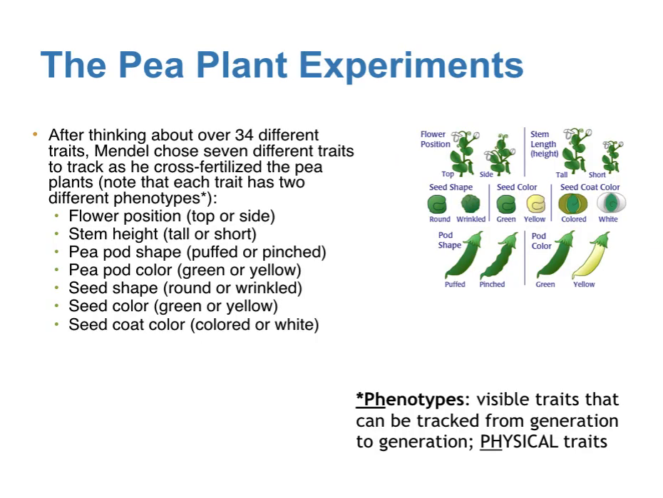The pea plant experiments. After thinking about over 34 different traits, Mendel chose 7 different traits to track as he cross-fertilized the pea plants. Note that each trait has 2 different phenotypes. Also remember, a phenotype is a visible trait that can be tracked from generation to generation. So remember, a physical trait is a phenotype. So there were 7 different things that he decided to test. So here's an example of one of them.